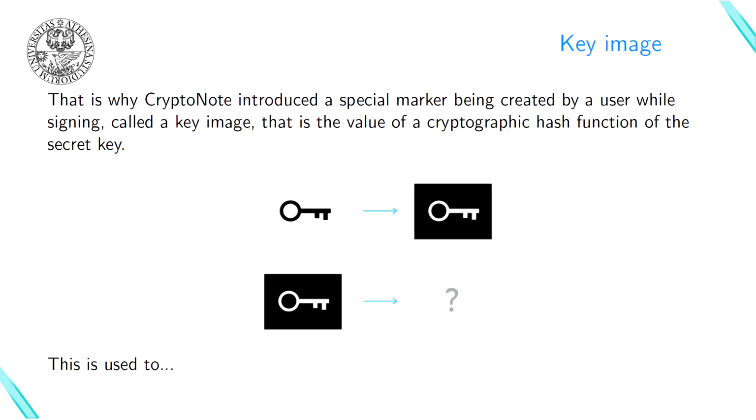To support linkability, CryptoNote introduced a special marker being created by a user while signing, which we call a key image. It is the value of a cryptographic one-way function of the secret key, so in mathematical terms, it's actually an image of this key. One-way property means that given only the key image, it is impossible to recover the private key. On the other hand, it is computationally impossible to find a collision, that is, to find two different private keys which have the same image. Using any formula except for the specified one will result in an unverifiable signature. So, all things considered, the key image is unavoidable, unambiguous, and yet it's an anonymous marker of the private key.